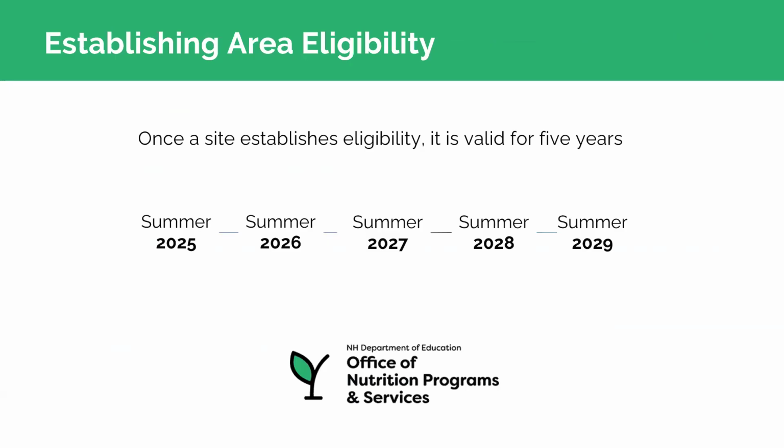So once a site establishes area eligibility, that is valid for 5 years. As an example, if you were to qualify this year, summer 2025, you would then qualify all the way to summer 2029. That's only if you do operate that program this year. So let's say you operate it in summer 2025, you don't operate it in 2026, but you want to operate it in 2027, you'll only be eligible to operate it in 2027 if you reestablish eligibility that year. So hopefully that makes sense. It does need to be continuous participation in either program to keep that eligibility, unless of course you are once again eligible that year.